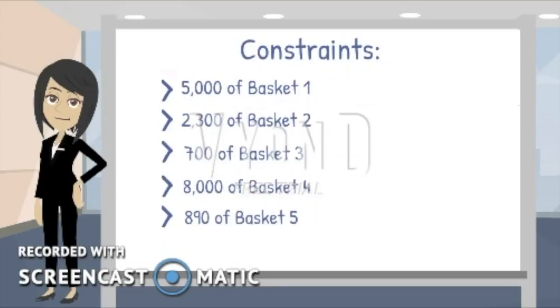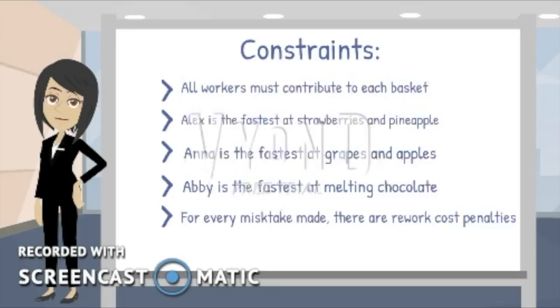There are many constraints for this problem. To begin, there need to be enough supplies purchased to make 5,000 of basket 1, 2,300 of basket 2, 700 of basket 3, 8,000 of basket 4, and 890 of basket 5. All workers must contribute to each basket, and we must consider specific worker constraints, as Alex is the fastest at strawberries and pineapple, Anna is the fastest at grapes and apples, and Abby is the best at melting dipping chocolate. However, she often makes mistakes from rushing, and for every mistake made, there are redip or rework cost penalties.